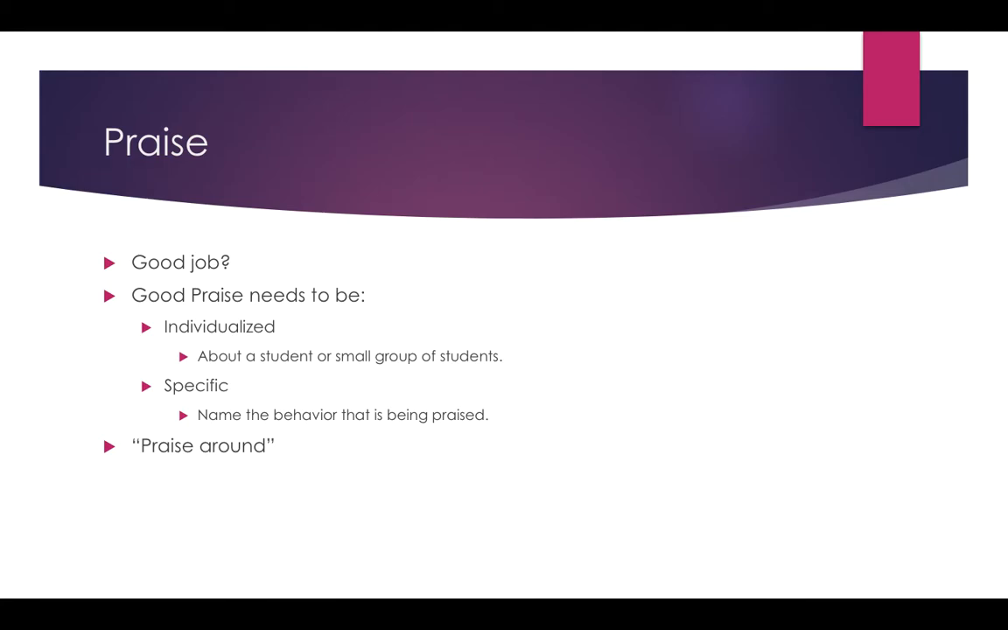And this is something that you might be asked to do. So praising around is when you give individual and specific praise to students who are behaving appropriately in close proximity to a student who is misbehaving. So say, for example, Billy is out of his seat and he's kind of wandering around the classroom. I might say, peer tutor, can you praise around?